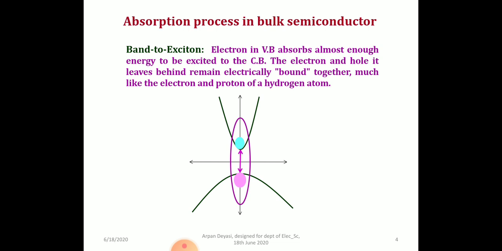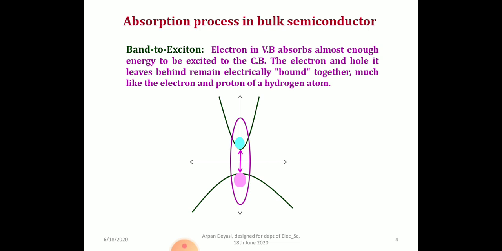In the previous case, what is the difference? Let me point it out very briefly. If you compare a band to band transition with a band to exciton transition, for band to band both the carriers are free. The electron and hole are both free, whereas for band to exciton, they are bound. So I think you can easily get the concept of the difference: in band to band these are free, and in band to exciton it is a bound thing.